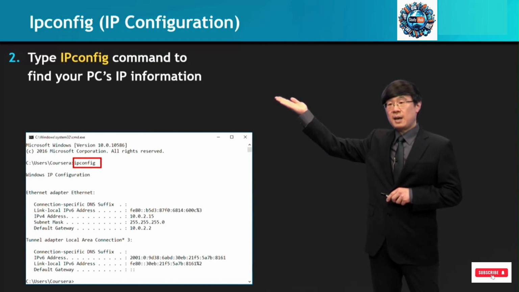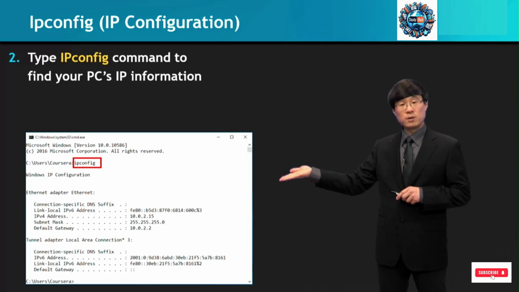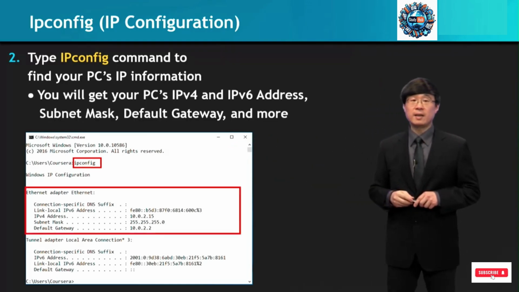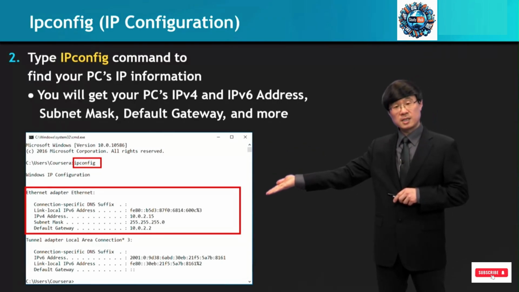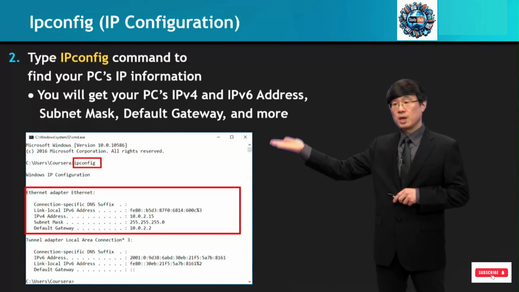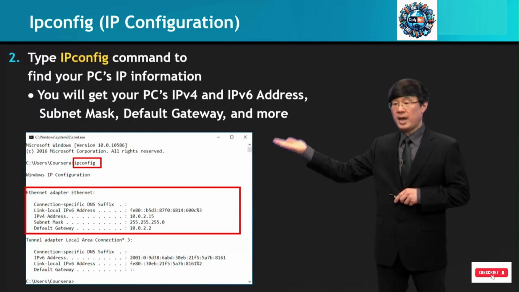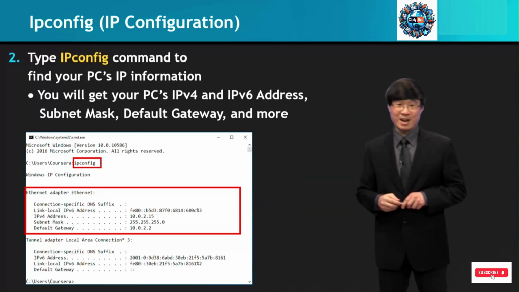The next step is to type ipconfig into your command window, and that's what I did over there. Then you will get a lot of information as shown in the red box down here. You will get your IPv4 address, IPv6 address, in addition to your subnet mask, default gateway, and more information, as you can see down there.